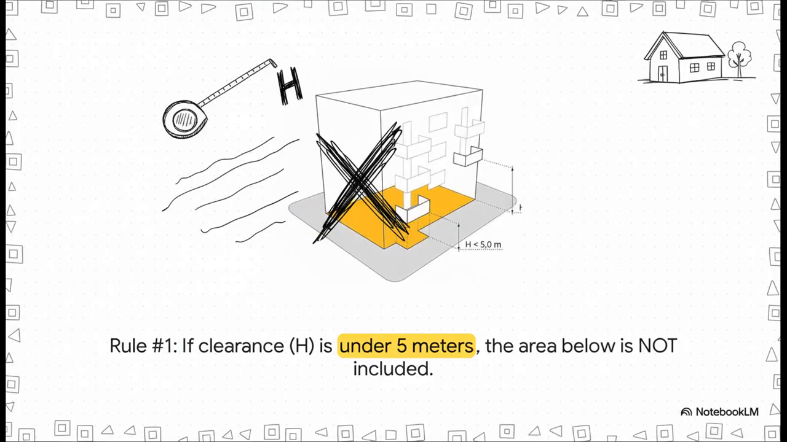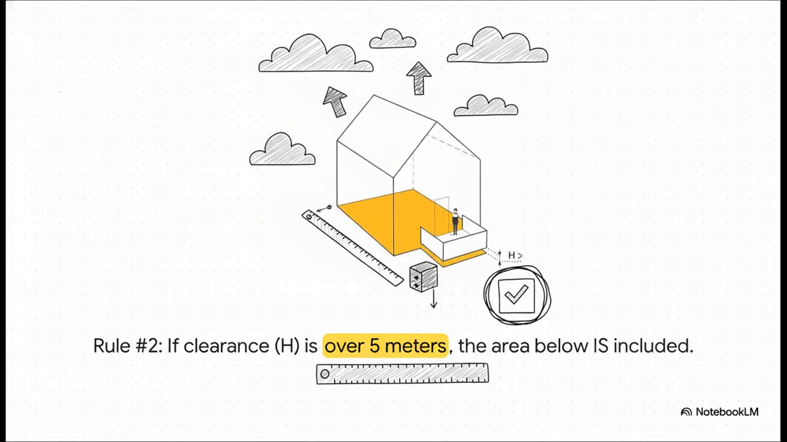Here's the first part of the rule. See that height measurement, H? If the clearance from the ground up to the bottom of your balcony is less than 5 meters, then the area underneath it is not included in your BYA. It's basically a freebie. But, and this is a huge but, the second that clearance H goes over 5 meters, the rule flips completely. Now, that exact same balcony's projected area is counted as part of the building's footprint. It's the same balcony. The only thing that changed was its height off the ground.